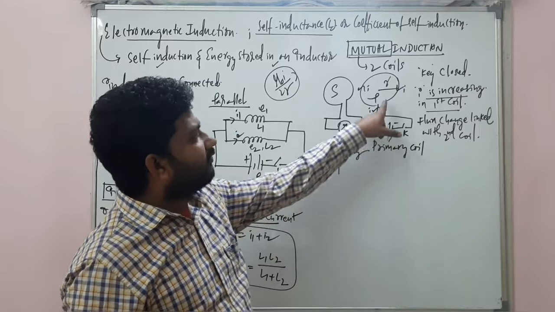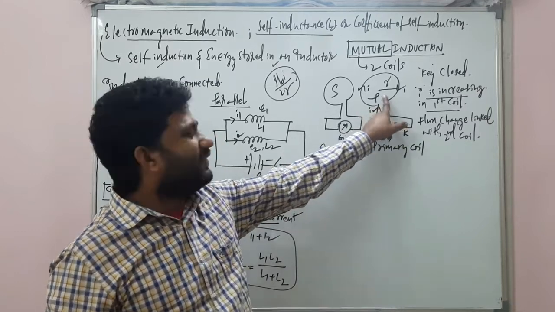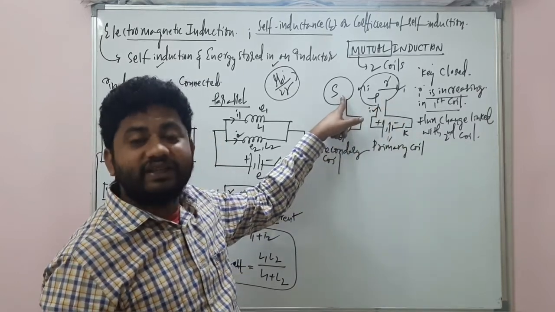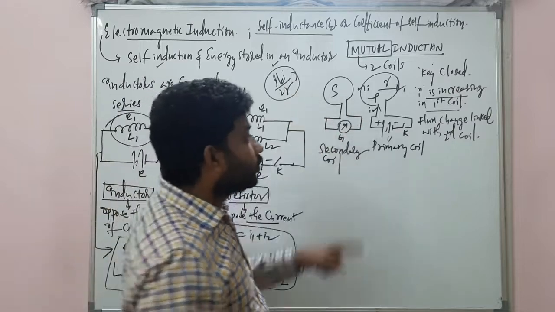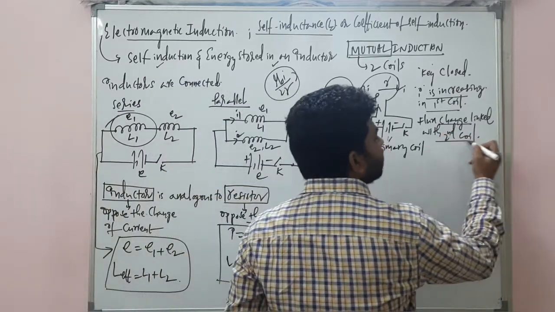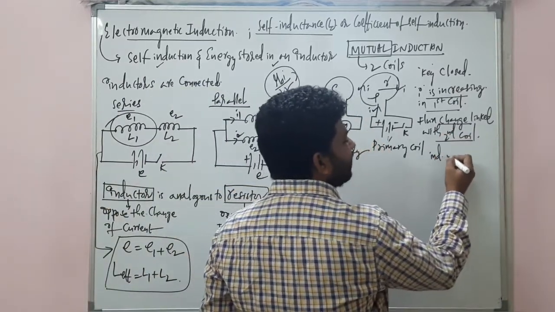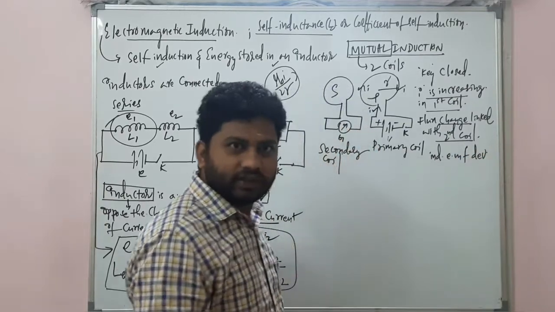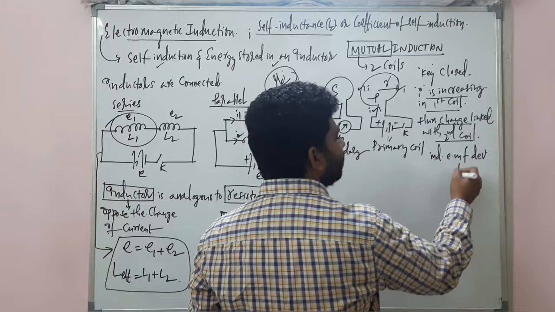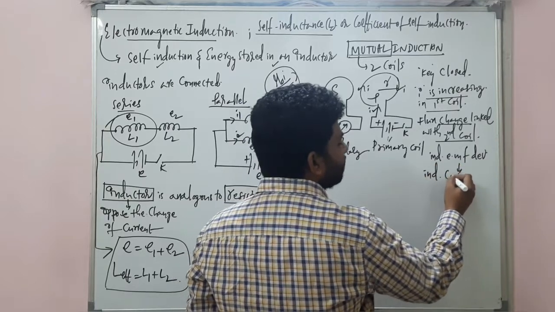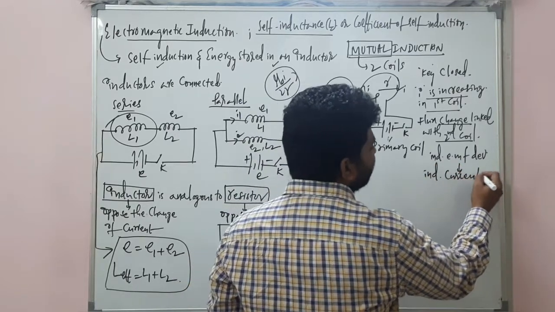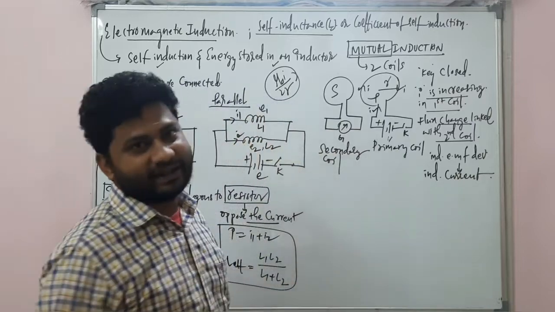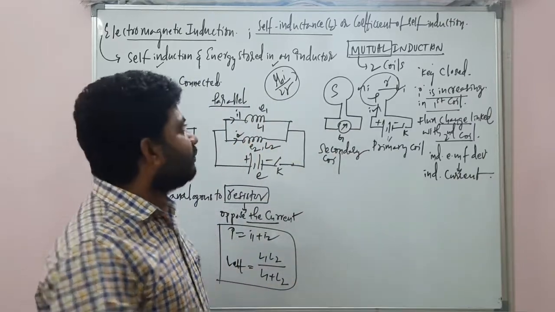Due to the current flowing through the primary coil, there is a magnetic flux linked in the secondary coil. So due to this magnetic flux change, an induced EMF develops. In where? In the second coil only. Due to this induced EMF, an induced current is also produced in the second coil. It's so simple.